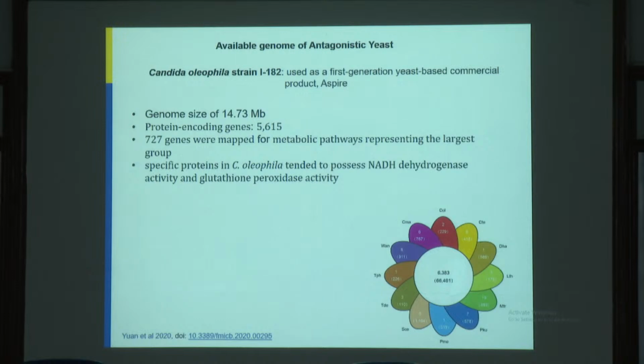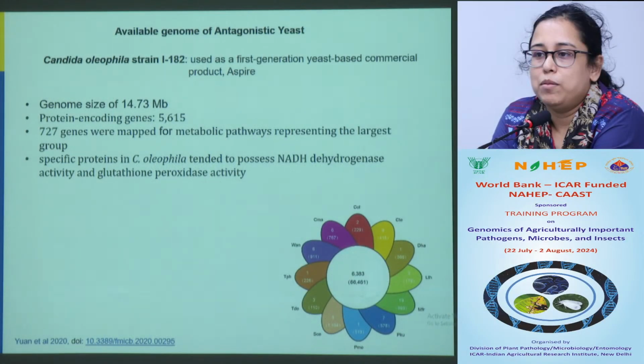After Saccharomyces cerevisiae, several genome sequences have been done, but recently Candida oleophila strain 182 has been sequenced, and it is the first yeast-based product, called ICAR. When it was compared with the reference genome of Saccharomyces cerevisiae, it was found that the genome size was almost the same, and when gene annotation was compared, some important evolutionary genes were found in the functional genome, which could be employed in metabolic pathways, like specific protein genes with NADH dehydrogenase activity and glutathione peroxidase activity, which were observed in Candida oleophila when compared to I22.